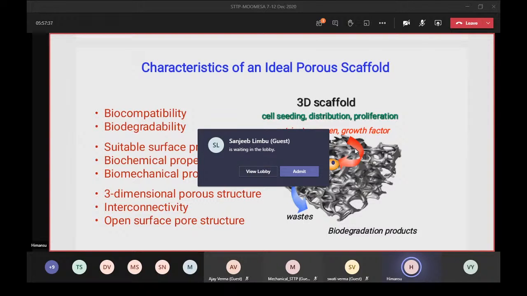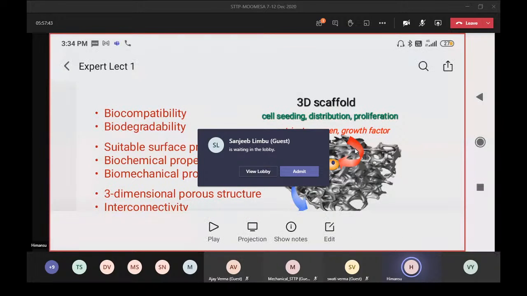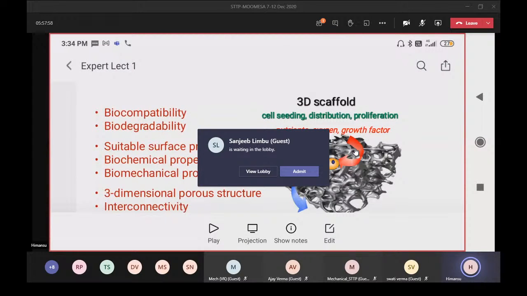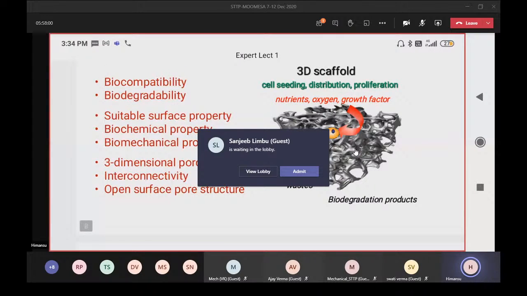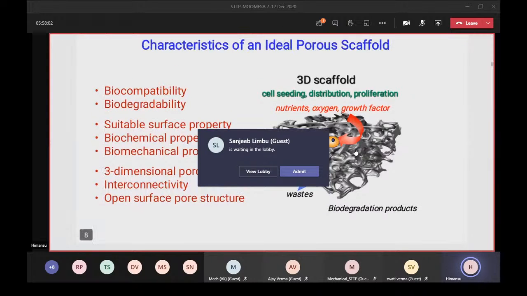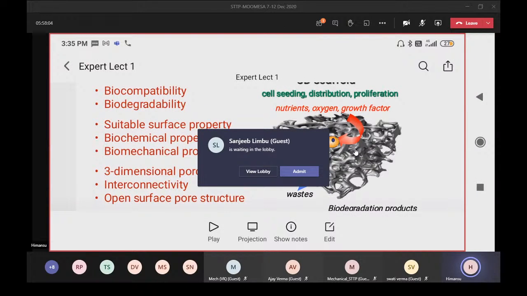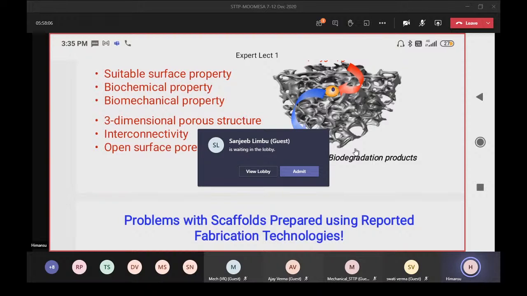And of course, three-dimensional porous structures and pore interconnectivity, and also the open pore structure. Why? Because an open pore structure creates a funnel-like structure where you need to seed the cells. Finally, we need to seed the cells, and the cells will grow and create their own environment. This is what we need, and as I discussed, the pores should be interconnected. This is also more important, and the open pore structure we have already discussed.